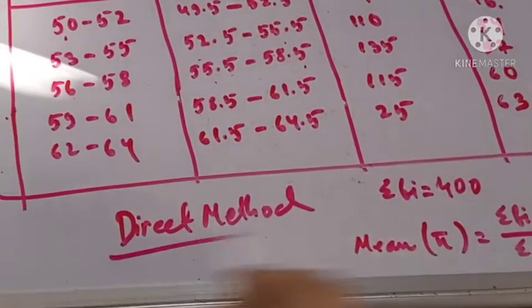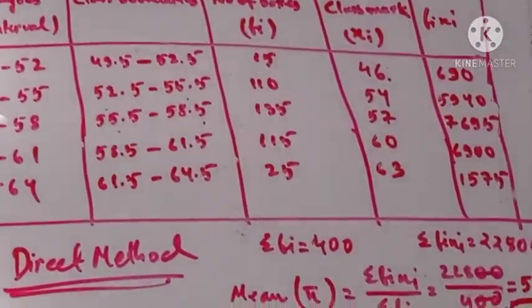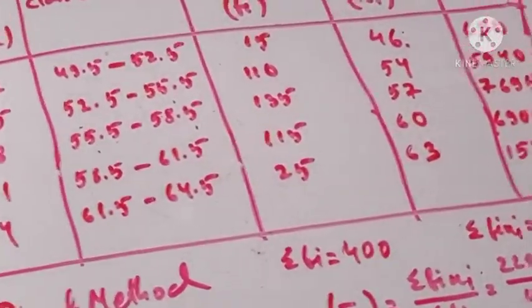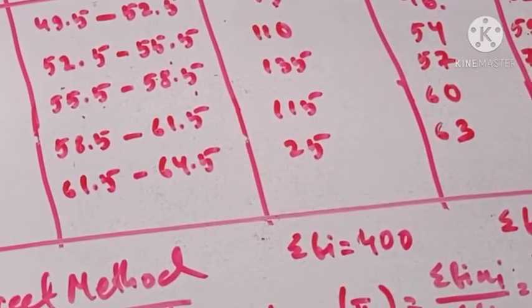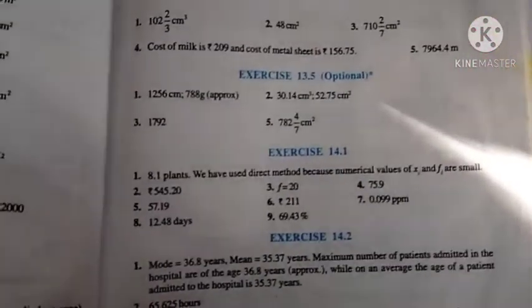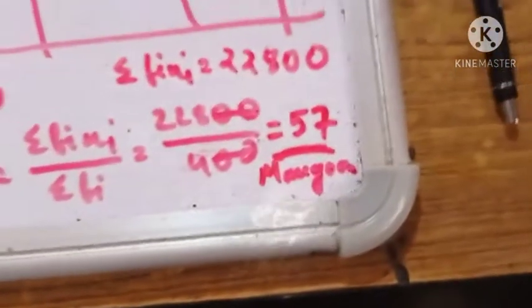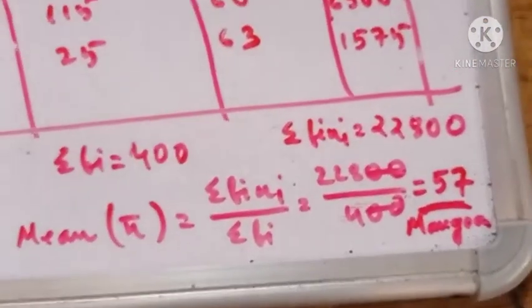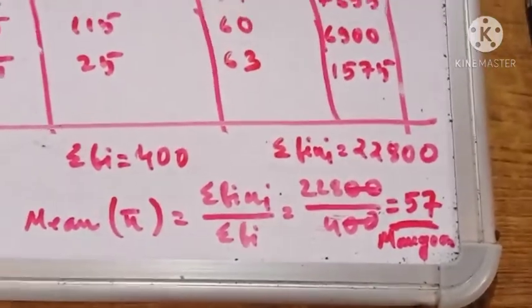Let's check the back answer one time to see if it is 57 there or not. Exercise 14.1, question number 5. Yes, it is there. I have got 57, and 57 only will be the answer, because it is the number of mangoes, so it will be a whole number, 57.